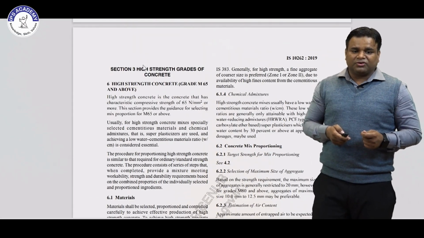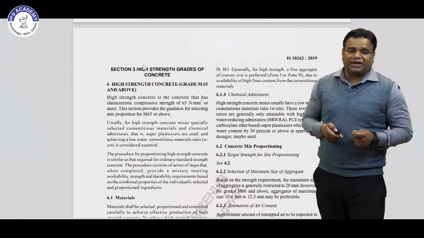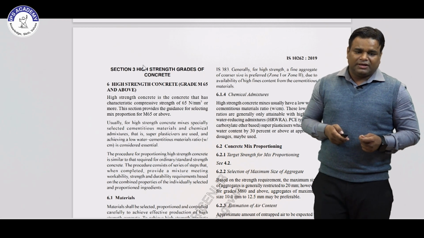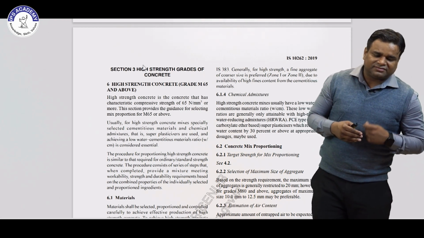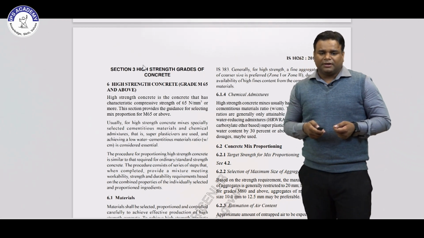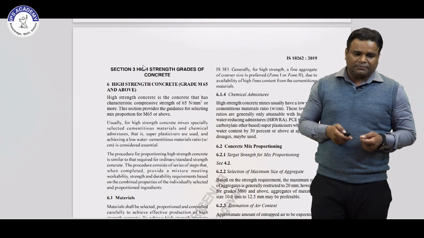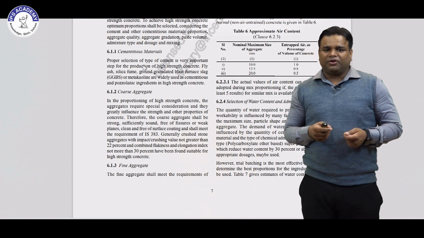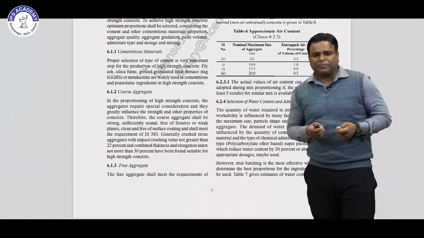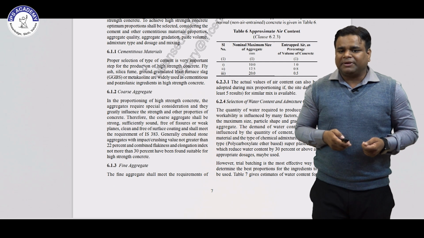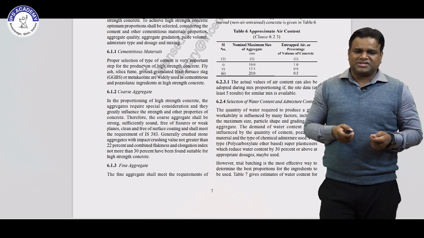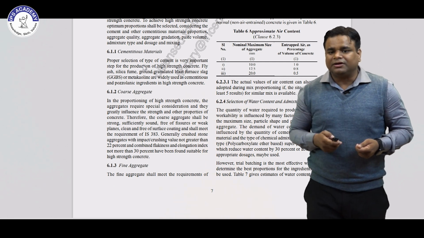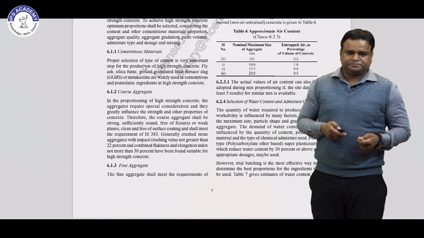Then designing of concrete for higher strength, these are the steps. These are the same steps as for standard and ordinary concrete, but there are some modifications in the tables. Just like the estimation of air content, for 10 mm, 12.5 mm or 20 mm, the entrapped air volume is changed compared to what we have seen for standard concrete.